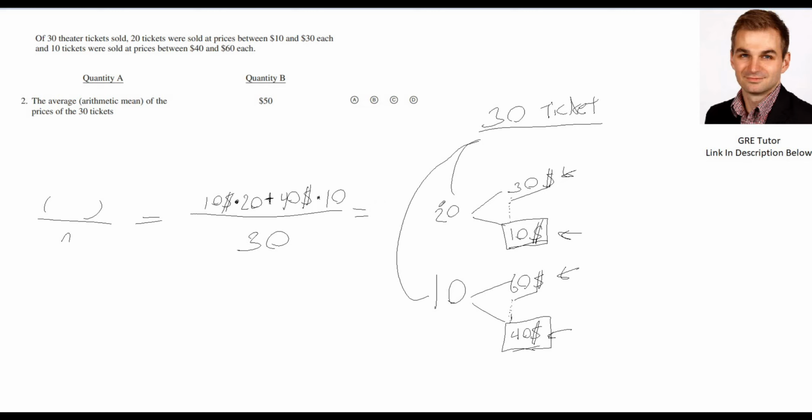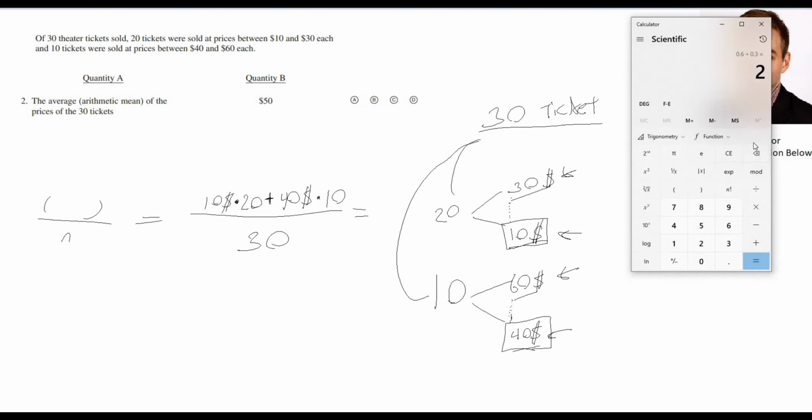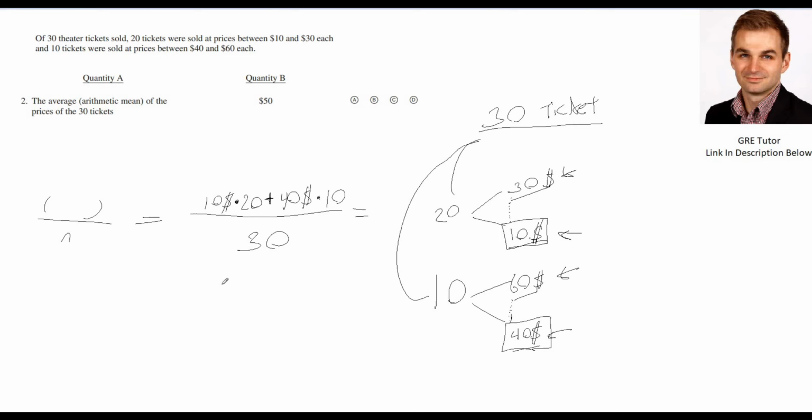And this gives us, well, we don't even need a calculator. We have 10 times 20 is 200, plus 40 times 10 is 400, divided by 30, which is going to be 600 divided by 30. Alright, 600 divided by 30 is 60 divided by 3. 60 divided by 3 is 20. Okay, so we've done that.